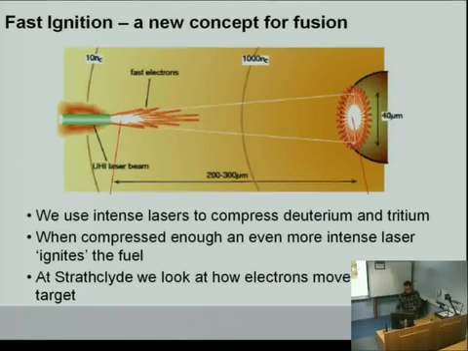So as I say, we use intense lasers to compress deuterium and tritium fuel. When it's compressed enough, the electrons inside the fuel pellet have enough energy to force the nuclei together and create fusion. And the research interest at Strathclyde is how the electrons move from the outside of the fuel pellet to the inside. If they diverge, that means we lose energy, and it means we need a more intense laser. What we're trying to do is make them not diverge, not filament, go straight to the core and get ignition.